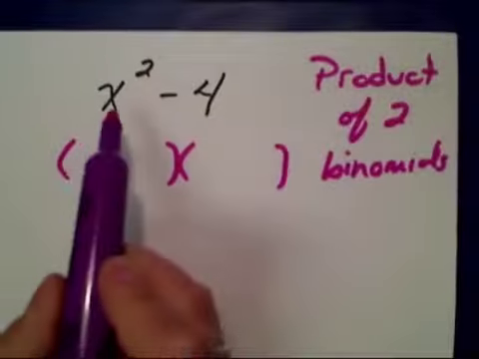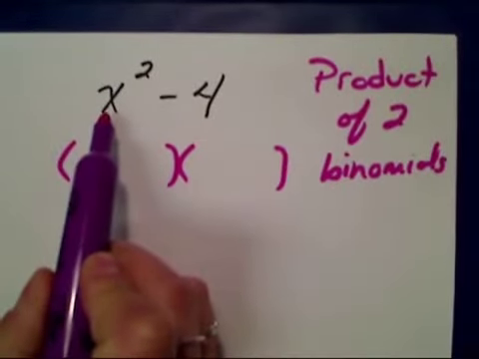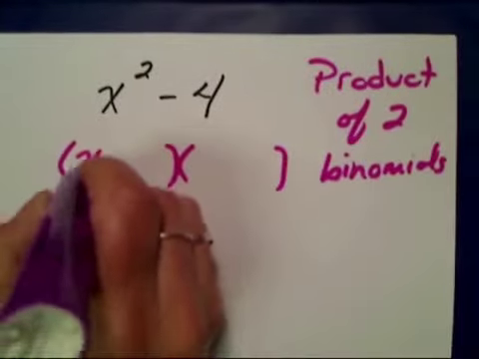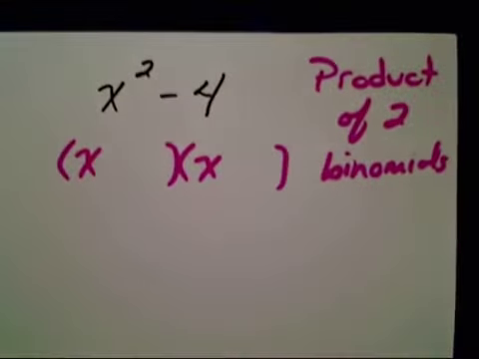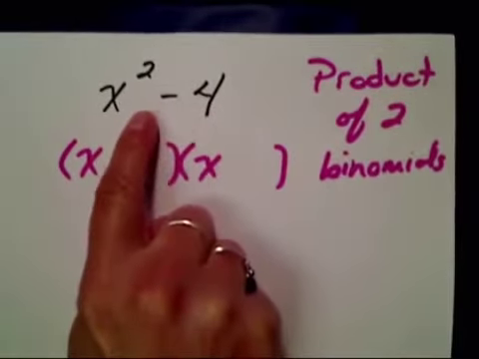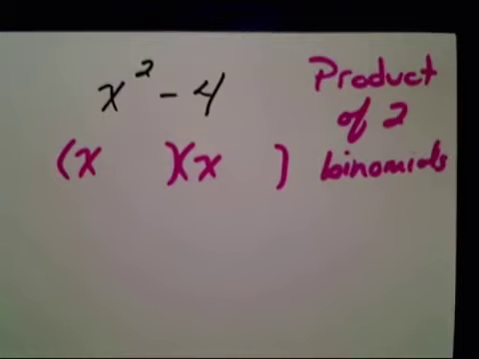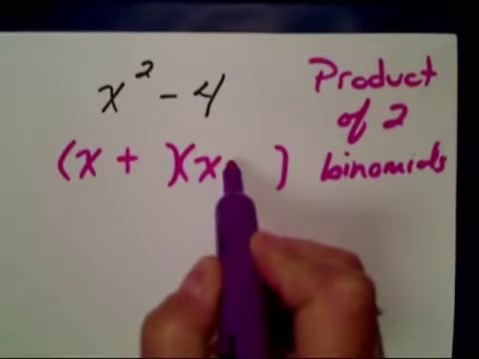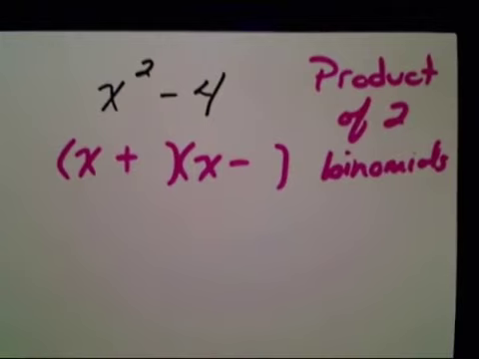We can say what number times itself gives us x squared. Well, x squared is made up of x times x. And then we need to say, okay, what 2 numbers will multiply to a -4 and add to 0 since I don't have a middle term? Well, in order to get a -4, one of my numbers has to be positive and one has to be negative. Doesn't matter which one you put first and which one you put second.